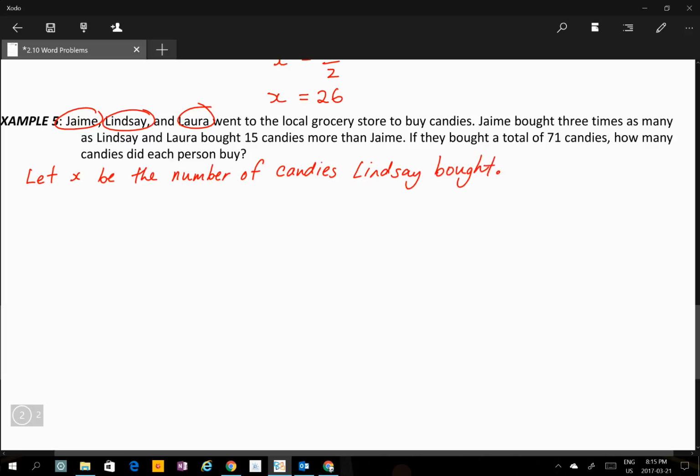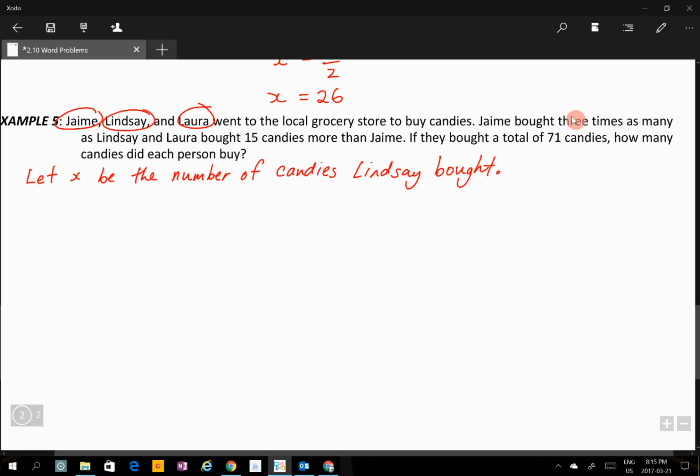Okay, and so that's Lindsay. Now, why did I start off with Lindsay? Well, it seems like everyone else was compared to Lindsay. Okay, and then Laura, not everyone, just Jamie was compared to Lindsay, and then Laura was compared to Jamie. So if you follow the chain, it starts with Lindsay.